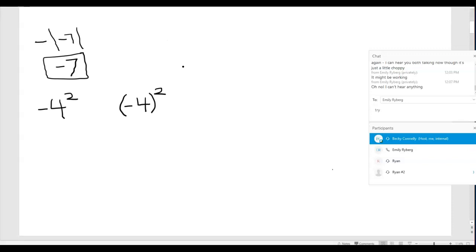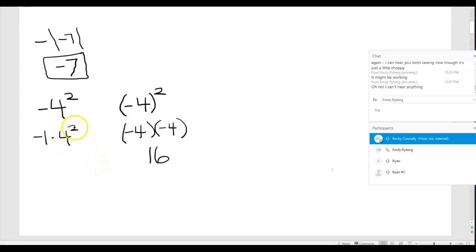So this is another common one that's missed a lot, because the second one is really saying take -4 and times it by -4, right? And so a negative times a negative is a positive. So this would be +16. Where over here, just the 4 is being raised to the second power, not the negative. So it's kind of like it's saying -1 times 4 squared.